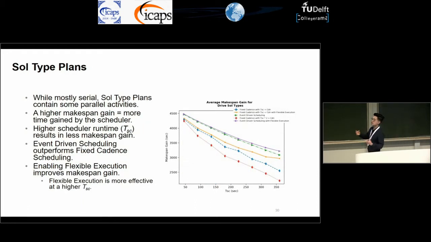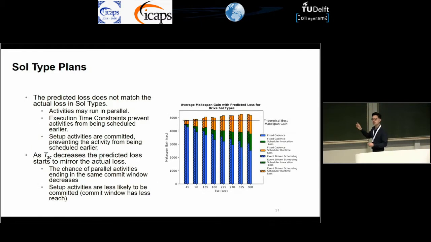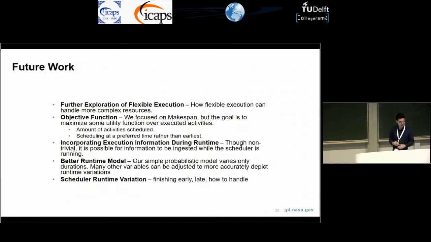So these are SOL-type plans. And again, these plans are generally serial. They focus on the same things, but there may be some parallelism and some execution time constraints, et cetera. And you can see that the same trends hold true. But when it comes to predicting loss, we're not able to do it because there are now execution time constraints, there are now parallelism and setup activities that can prevent activities from being pulled forward. And you can see we actually come still pretty close, especially when the scheduler runtime decreases down to 45 seconds. But there's still some work to be done on that.